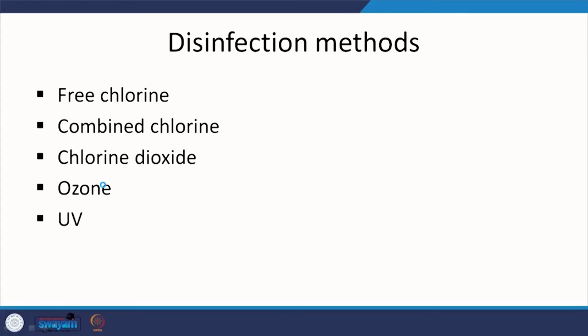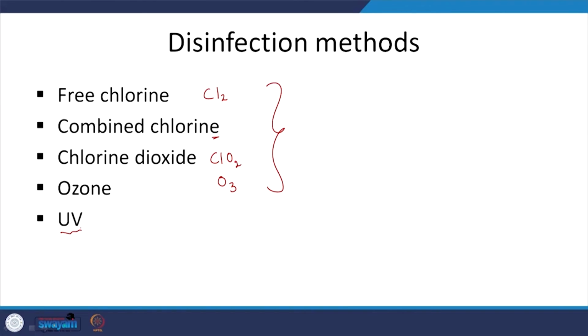Those are the two aspects. So different disinfection methods. Free chlorine, combined chlorine, we look at that. Chlorine dioxide, a strong oxidizing agent. Ozone, a remarkably strong, or the strongest, oxidizing agent among these chemical oxidants, let's say. And UV, ultraviolet disinfection. So let's look at the aspects.